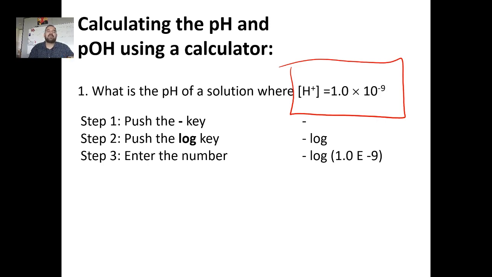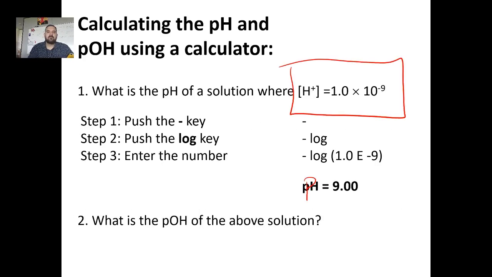All right, so what's our answer for this one? For this one, our pH is 9. Next question is on the same page. The next question says, what is your pOH? Our pH is 9, so our pOH needs to be 14 minus 9. 14 minus 9 is 5, which means our pOH is equal to 5.